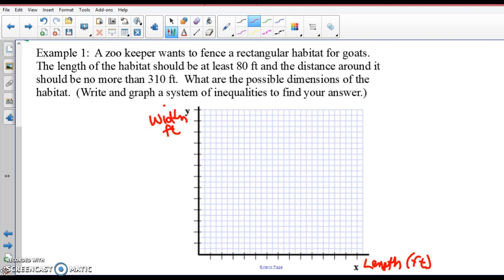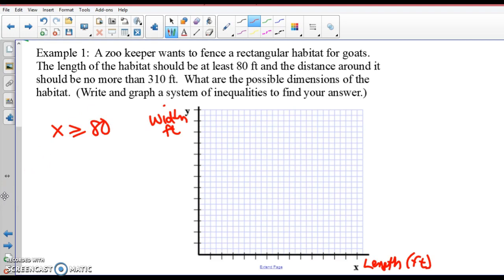So, our first inequality, the length should be at least 80 feet. What are you going to write? The length should be at least 80 feet. Tyson. Good. X is greater than or equal to 80.